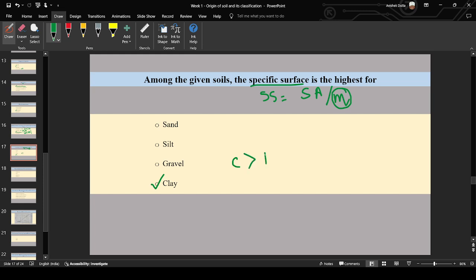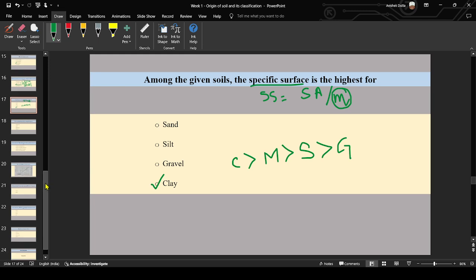Then comes silt, obviously, which has a bit larger size than clay but less than sand and gravel. Then it will be sand, and then the least specific surface will be that of gravel. Gravel will have the least specific surface because it has the minimum number of particles for the same mass of soil. Okay, so specific surface is the highest for clay among these soils. Okay, hope it was clear. I'll go to the next question.